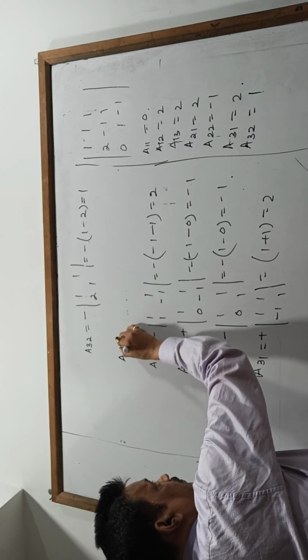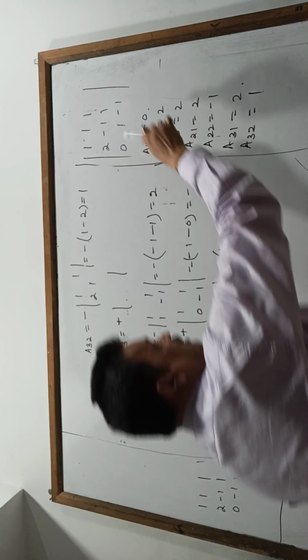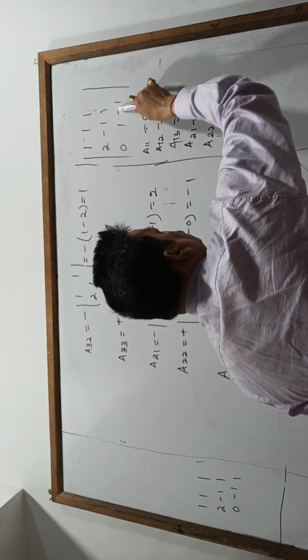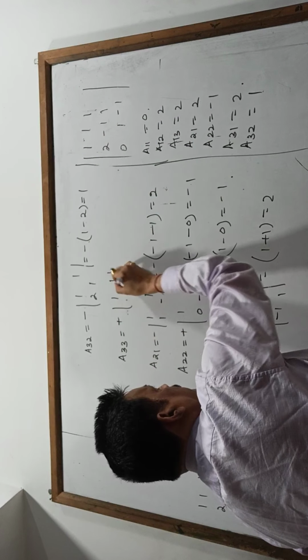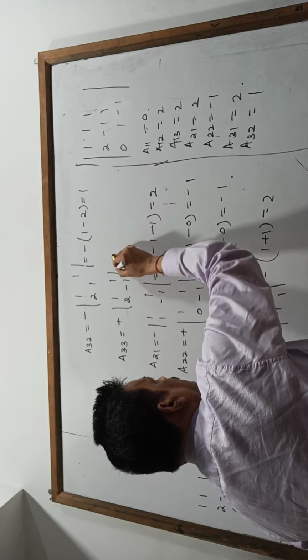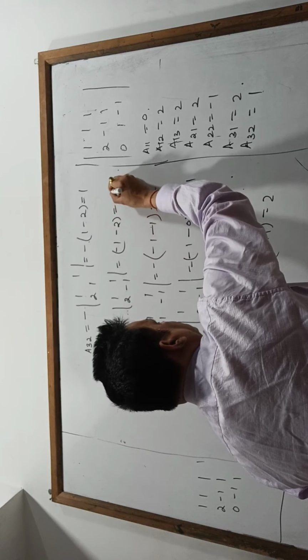A33, that is plus sign. Which place? Now this place. Forget these two. 1, 1, 2, minus 1. That is minus 1 minus 2. That is minus 3.